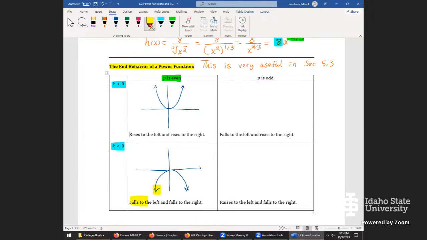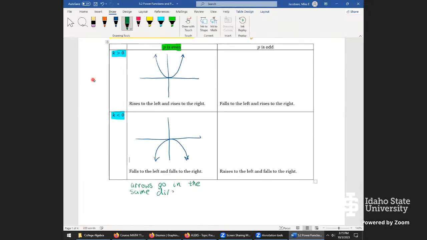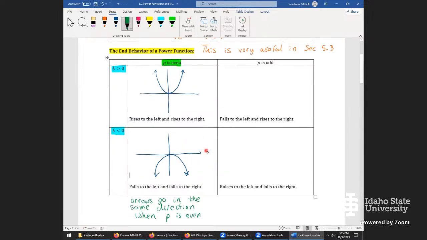So because of this arrow, we'll say it falls to the left. Because of this arrow, we'll say it falls to the right. So I would say one big takeaway so far on this table is arrows go in the same direction when P is even. So if P is even, the arrows are either both going up or both going down.